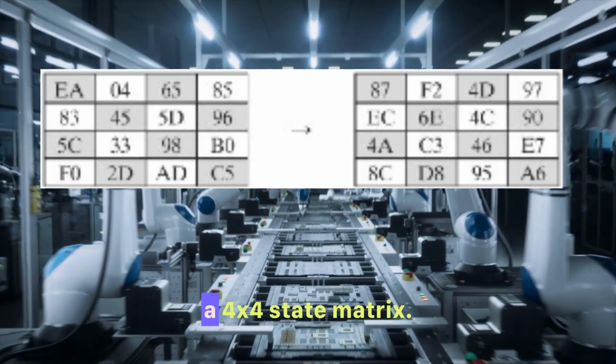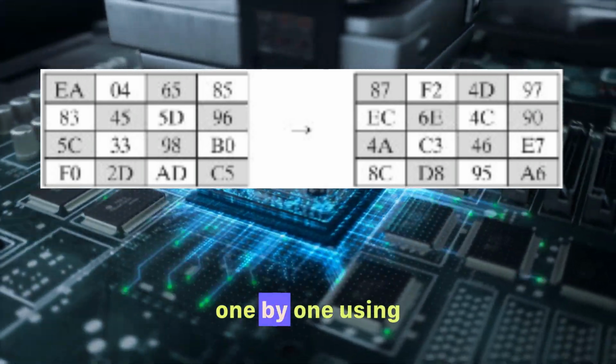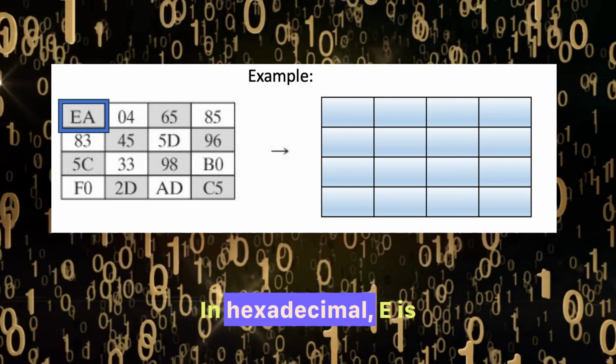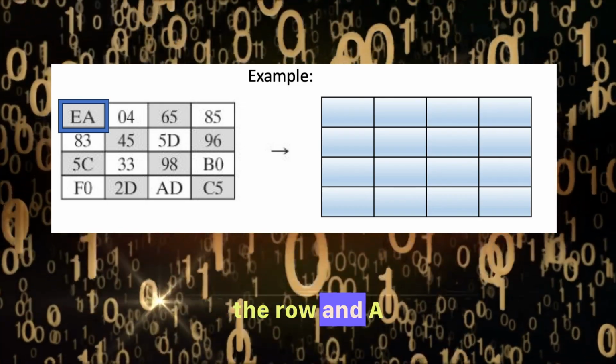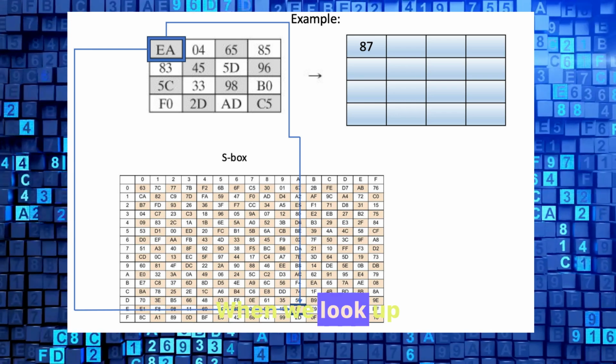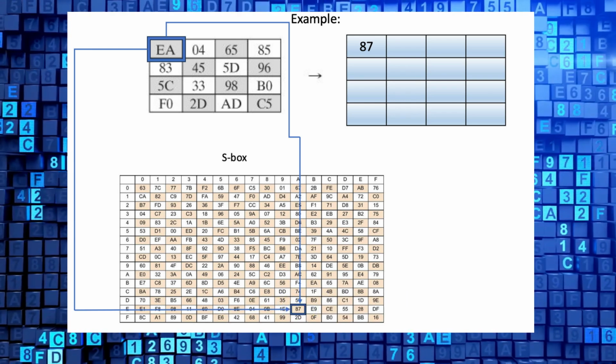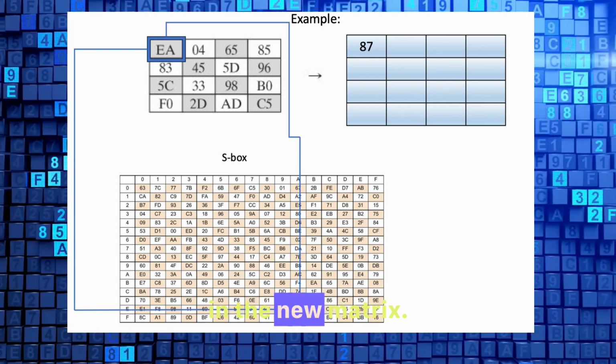Here's an example using a 4x4 state matrix. We'll substitute each byte one by one using the S-box. Let's start with the first byte, EA. In hexadecimal, E is the row and A is the column. When we look up row E and column A in the S-box, we get 87. So EA becomes 87 in the new matrix.